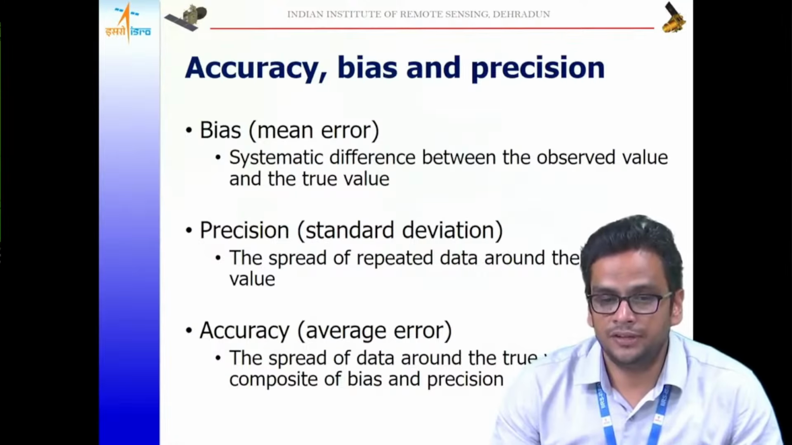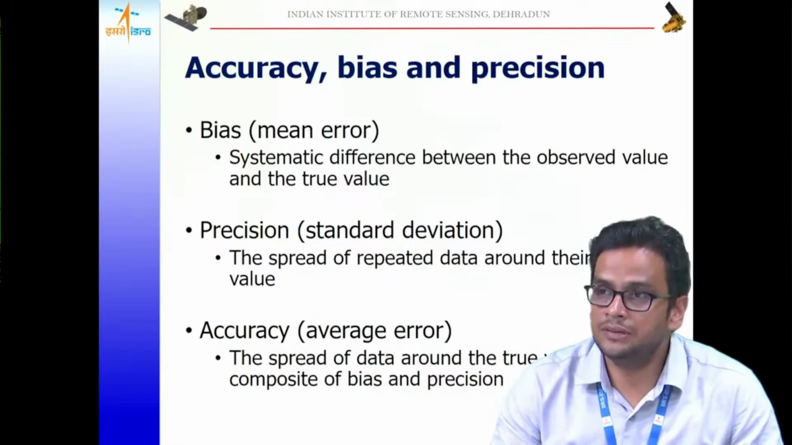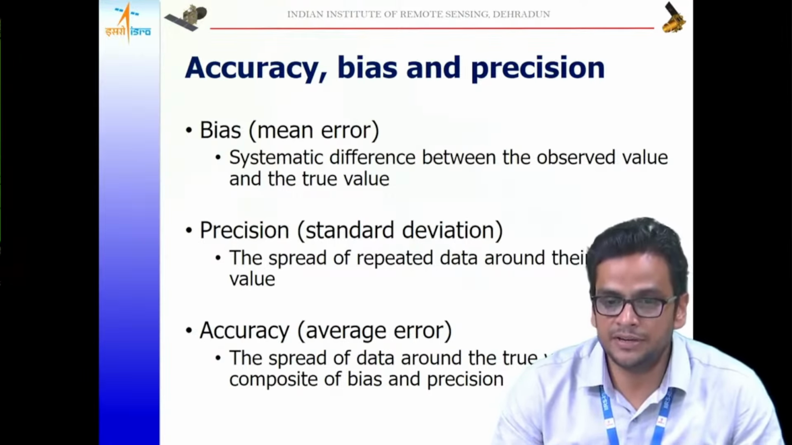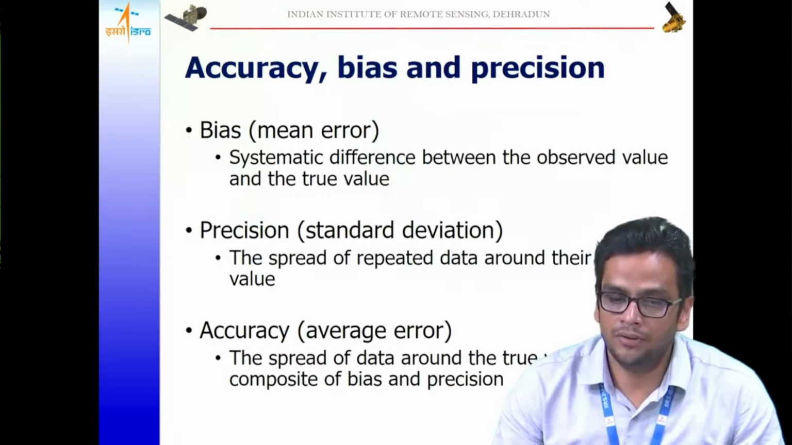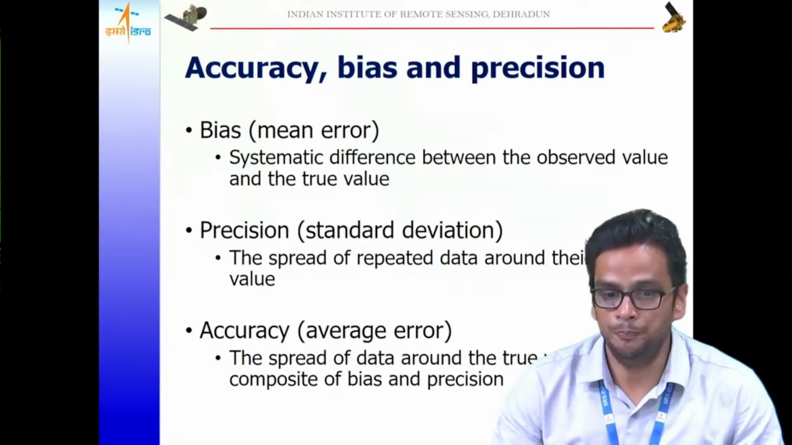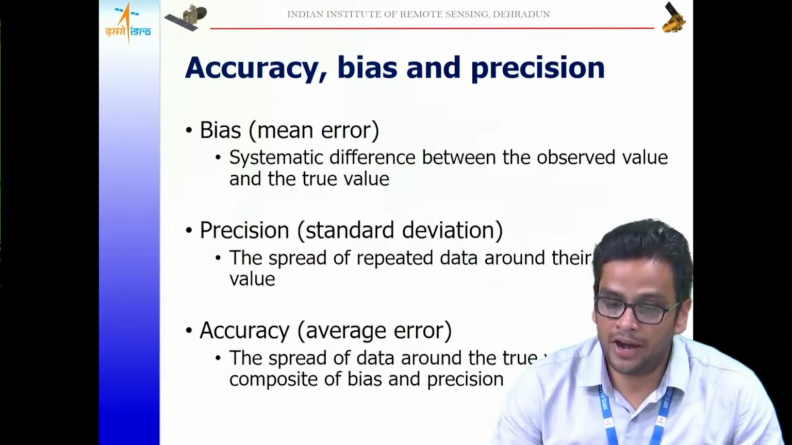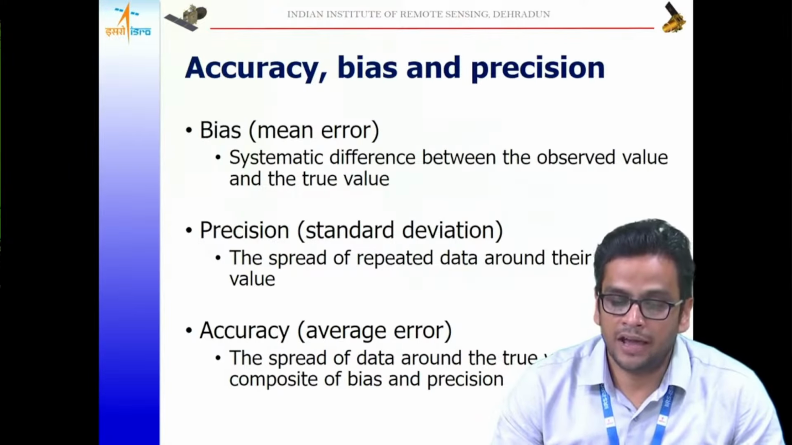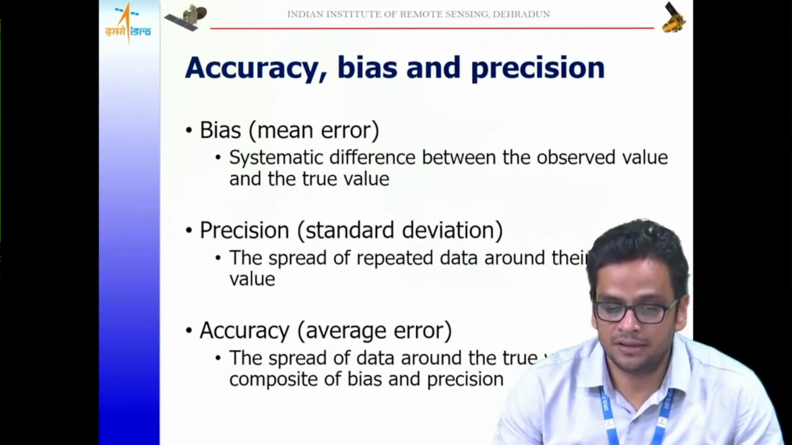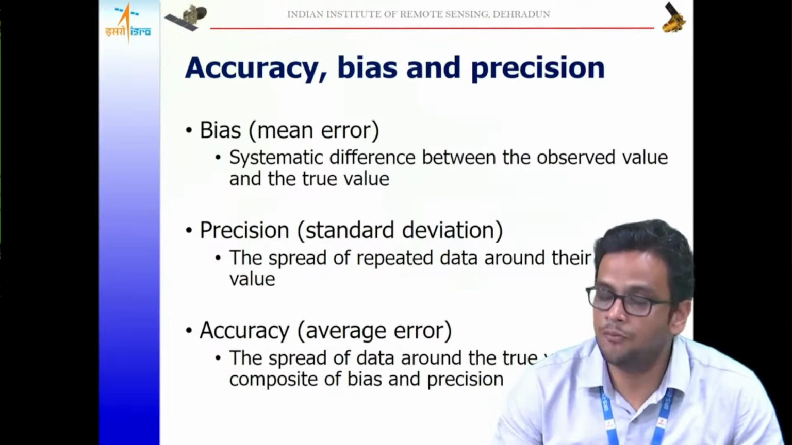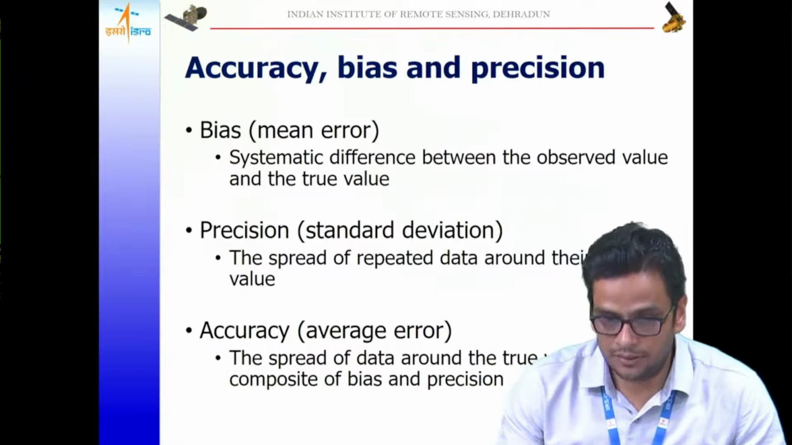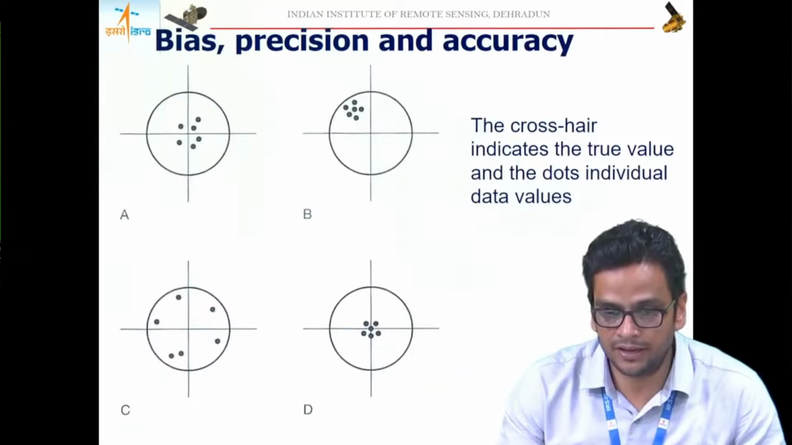Position-wise, we are talking about accuracy, bias, and precision. So what is bias? It is basically the systematic difference between the observed value and the true value. Precision is the spread of repeated data around their average value. And accuracy is the average error, the spread of the data around the true value, a composite of bias and precision. We will see precision with this figure very clearly.